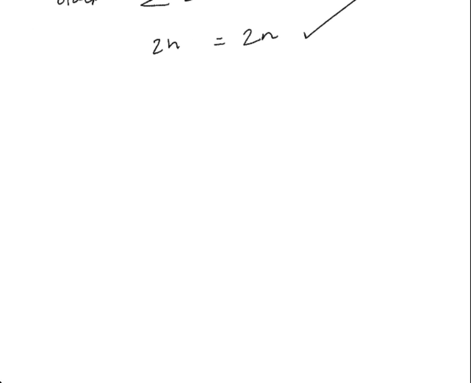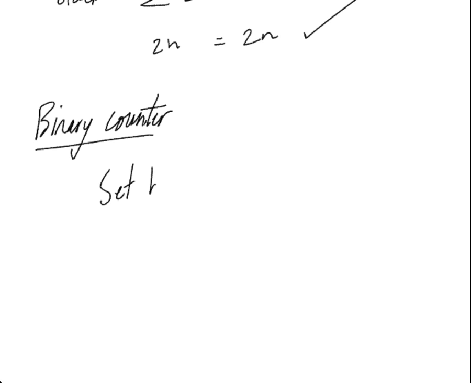Let's do our binary counter example. And let's use the following amortized cost. To set a bit to 1, we're going to charge $2. And to set it to 0, we're going to say it's free.